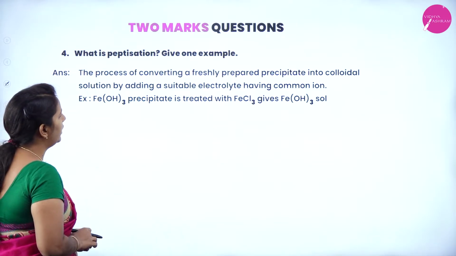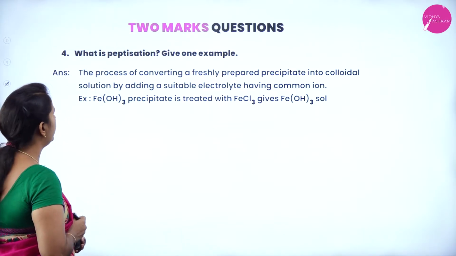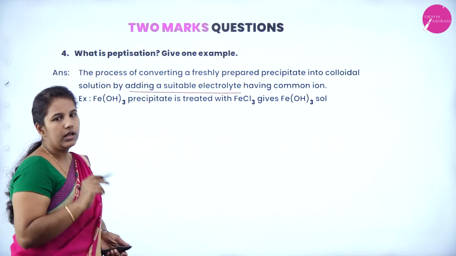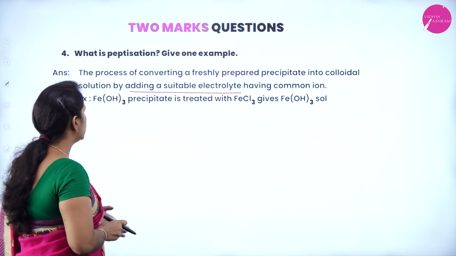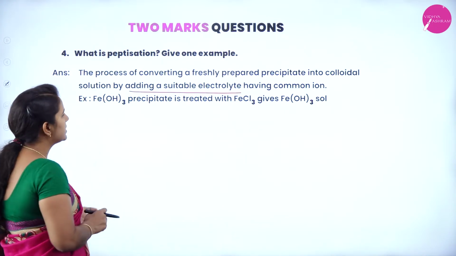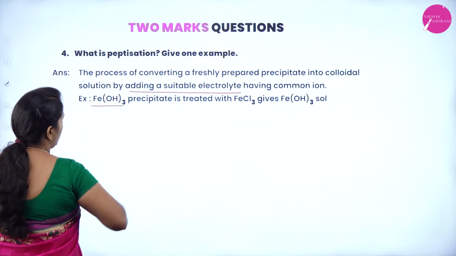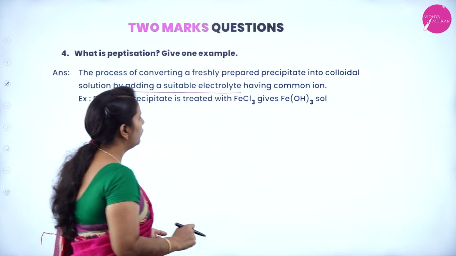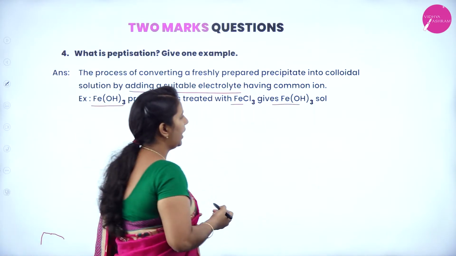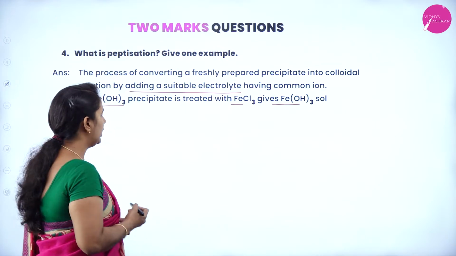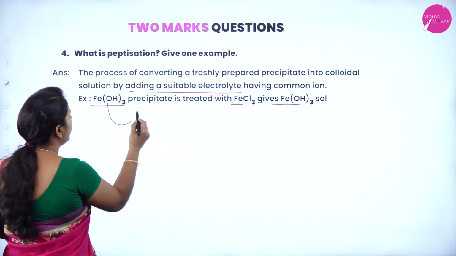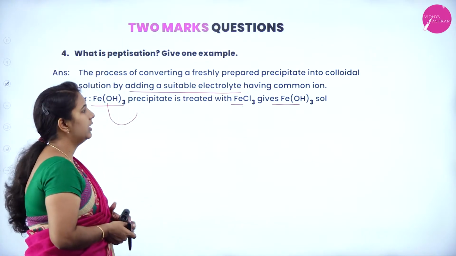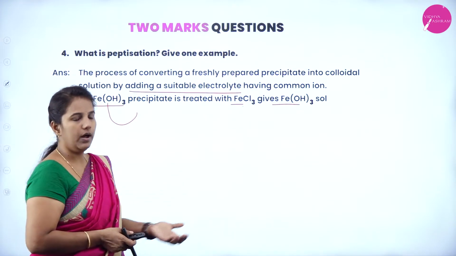The process of converting a freshly prepared precipitate into a colloidal solution by adding a suitable electrolyte having a common ion is said to be what? Peptization. For example, you can see that the ferric hydroxide precipitate is treated with ferric chloride to give Fe(OH)3 sol. To peptize this Fe(OH)3, we have taken a similar electrolyte, correct? That is FeCl3, to form a sol.